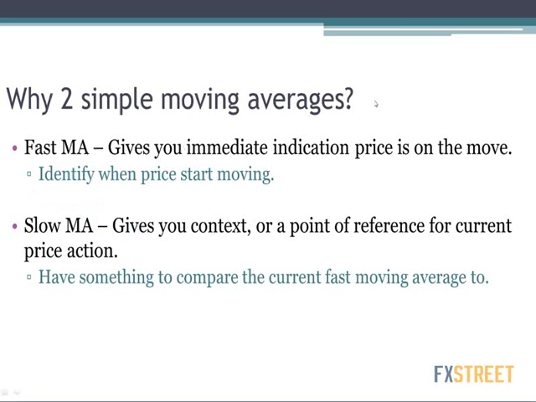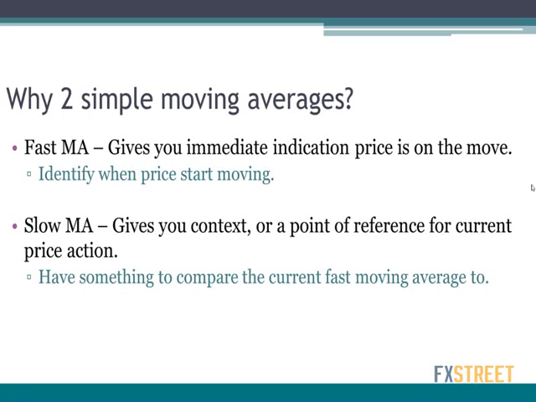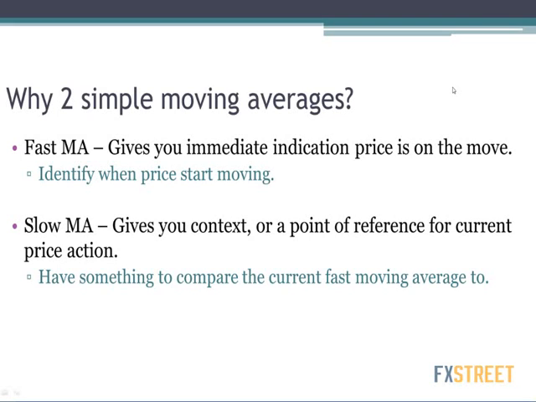And why would I use two simple moving averages? The fast moving average is giving me immediate indication. I've got to move the questions box out of my way here. Okay, I'll come back to the questions box at the end of my presentation, so I'm going to close it for now. So don't think I'm ignoring you. I'm just going to try to stay on track and on time with my presentation, and when I get to the end, I'll go back and see what the questions might be.